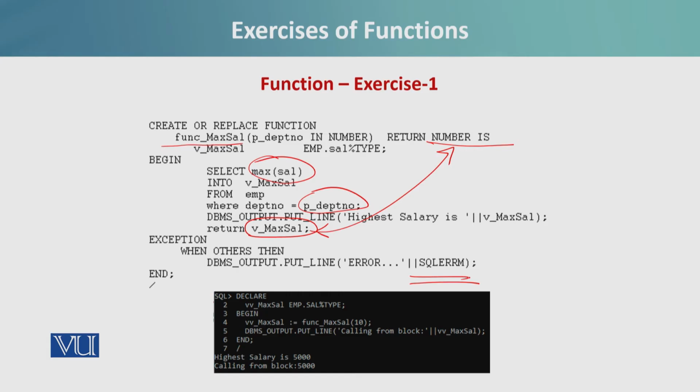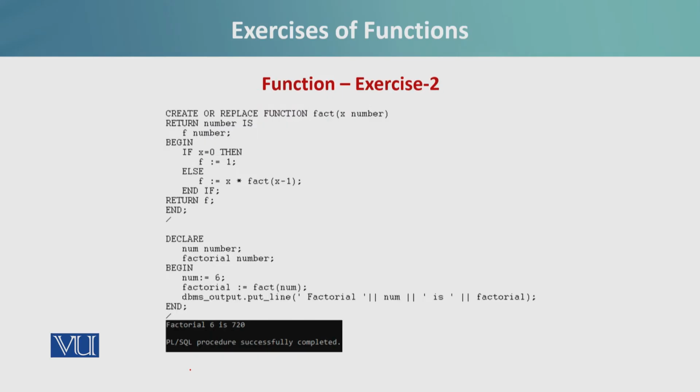Let's suppose we execute this function by putting it in front of a variable in another block. So this is another block, or maybe another procedure or function, where we call this function as a calling function and assign this function to the variable. Then later on we will display this maximum salary as the highest salary, from the calling block, using dbms_output.put_line of the calling block.